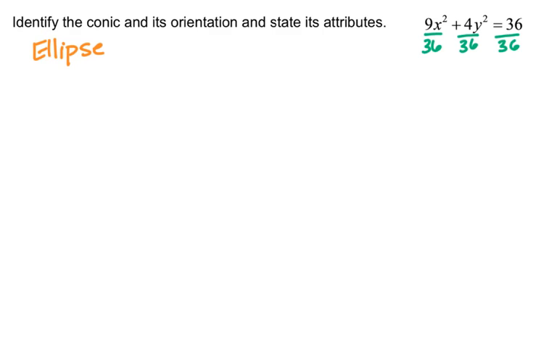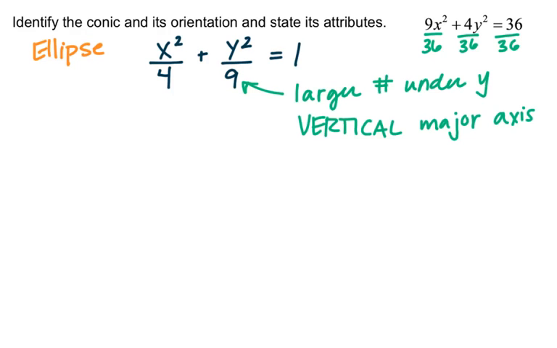That gives me this equation. X squared, 9 over 36, reduces to 1 over 4. So x squared over 4 plus y squared over 9 equals 1. So now it's in standard form. And because the larger number is under y, we have an ellipse with a vertical major axis. The larger number being under y told me vertical.